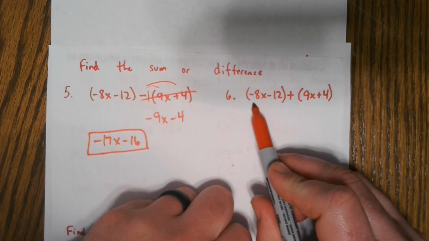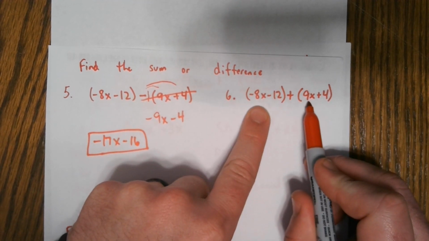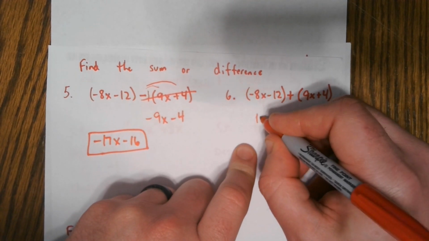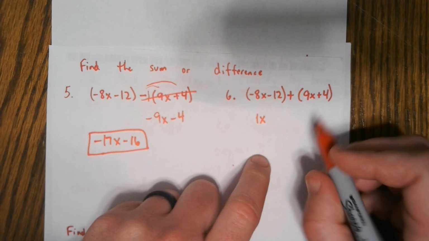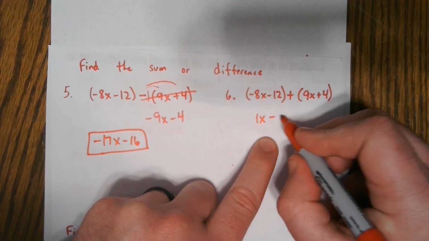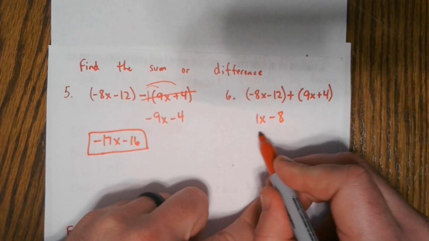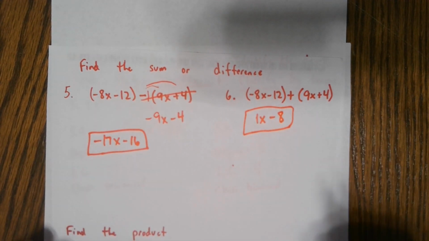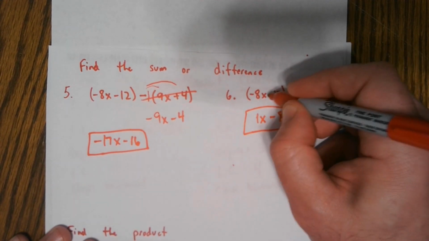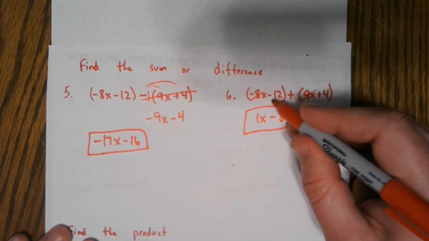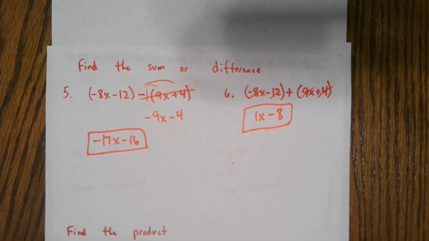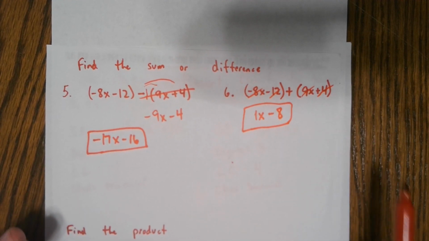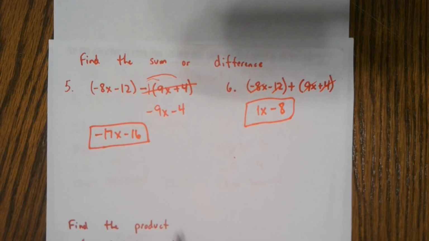So essentially, I'm just combining like terms. These 2 terms, -8 and +9, make 1x, and then these 2 terms make -8. So my answer would be 1x minus 8. And again, if you need to, you can cross the terms out as you go. This one was kind of small, so it was easier, but in some of your problems you'll have a lot more terms, and so it'd be easier to cross them out as you go.